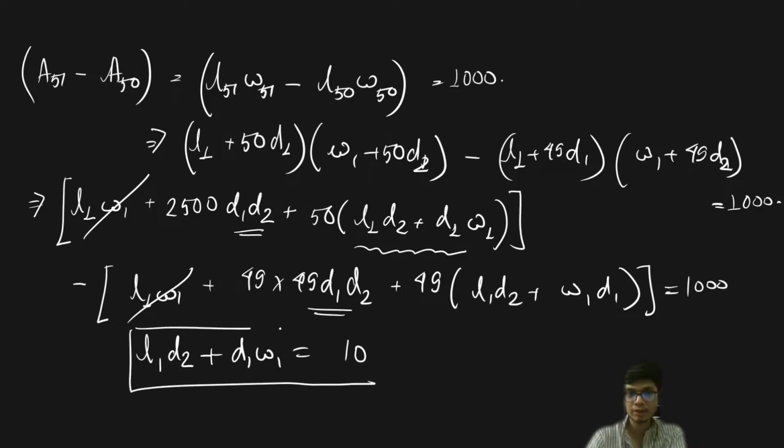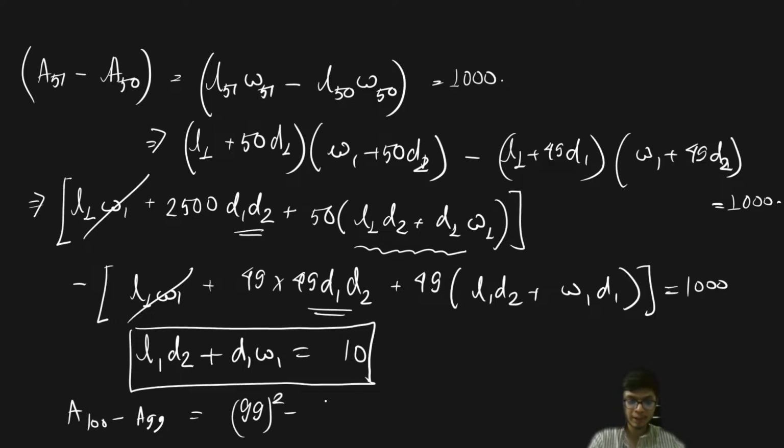That will come out as equal to 10, right? Now, knowing this information, I'm going to apply the same approach towards A100 minus A99, and that can be simplified further. If you try to simplify this part out further, you're going to get it as 99 whole square minus 98 whole square.